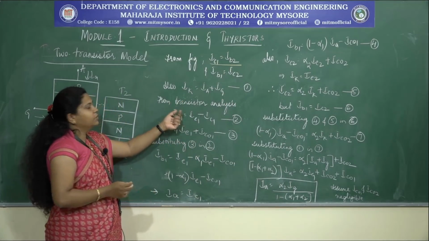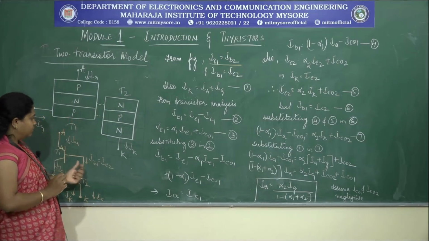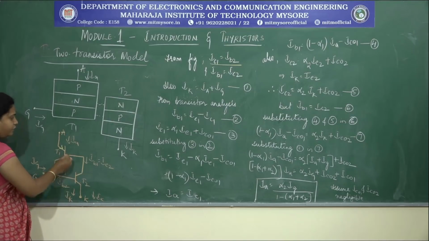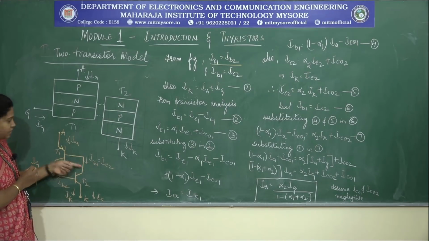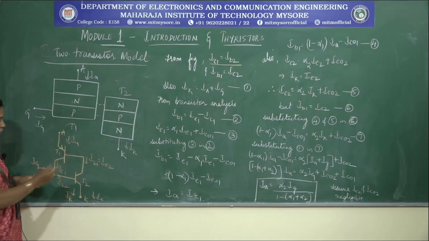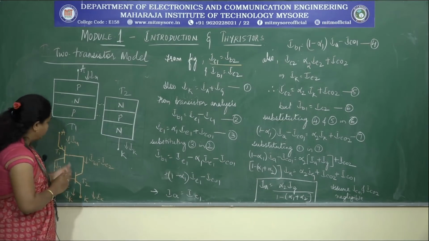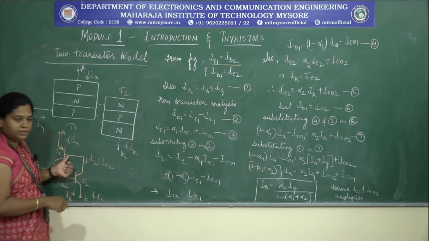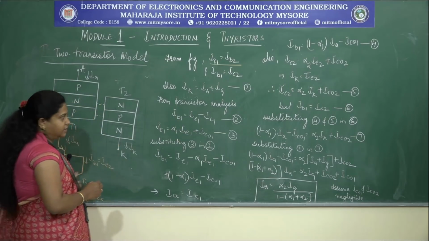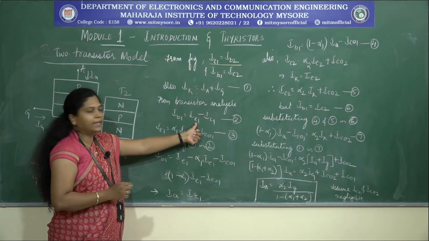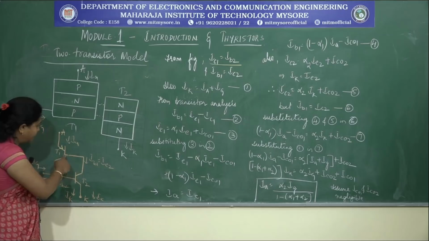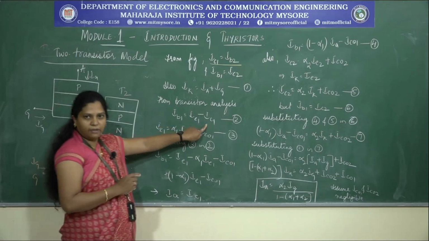Similarly, from the transistor analysis, we use the same principle here. The base current and the collector current are both flowing away from this point of the transistor, whereas the emitter current is flowing towards the node point. So, using the transistor analogy, IB1 is equal to IE1 minus IC1, or you can also write IB1 plus IC1 is equal to IE1.